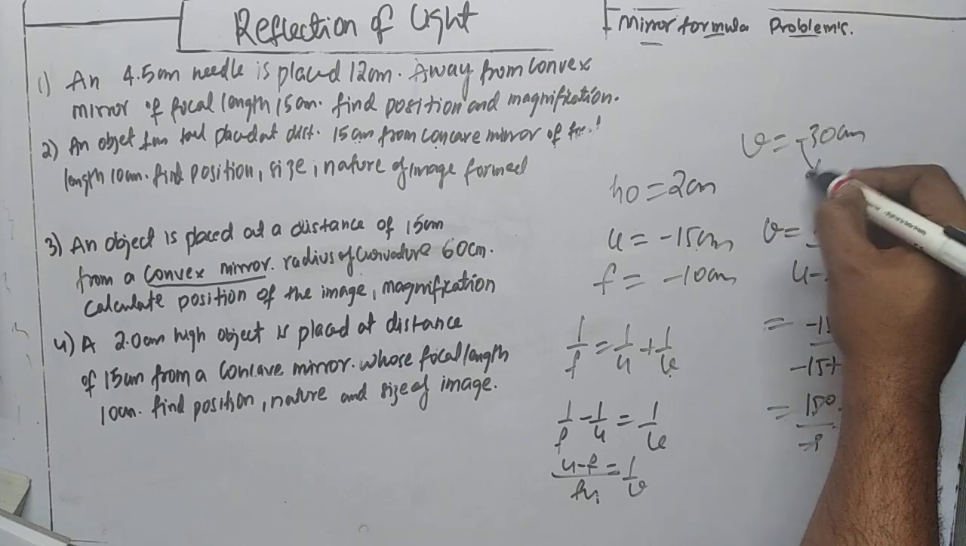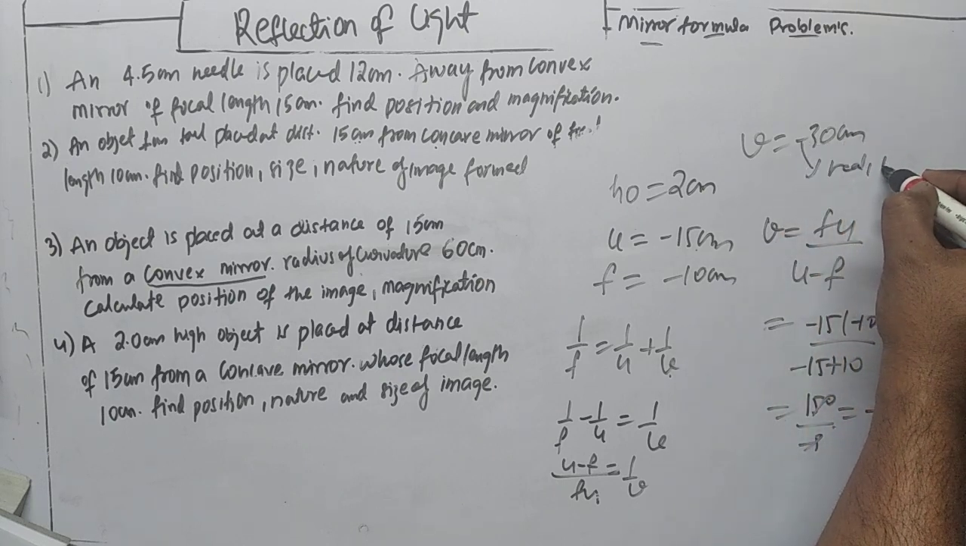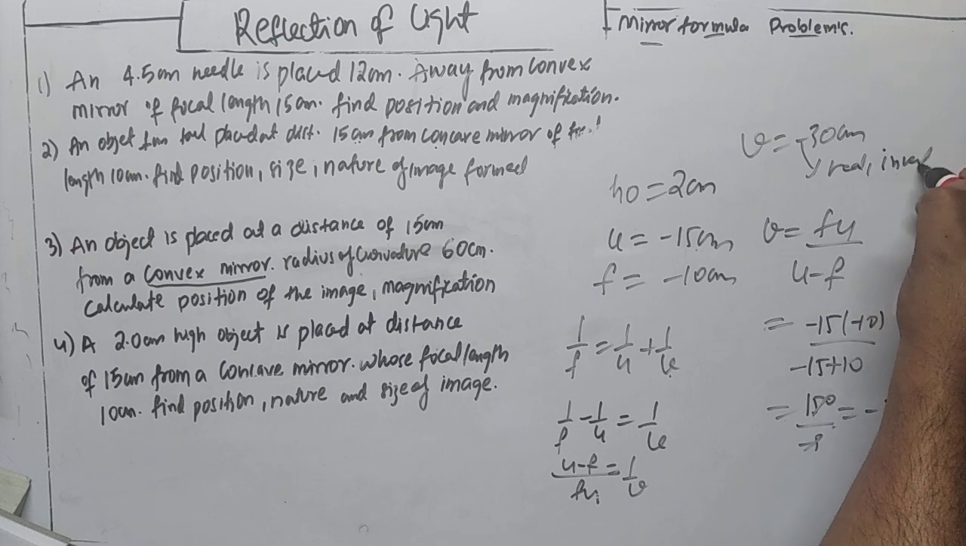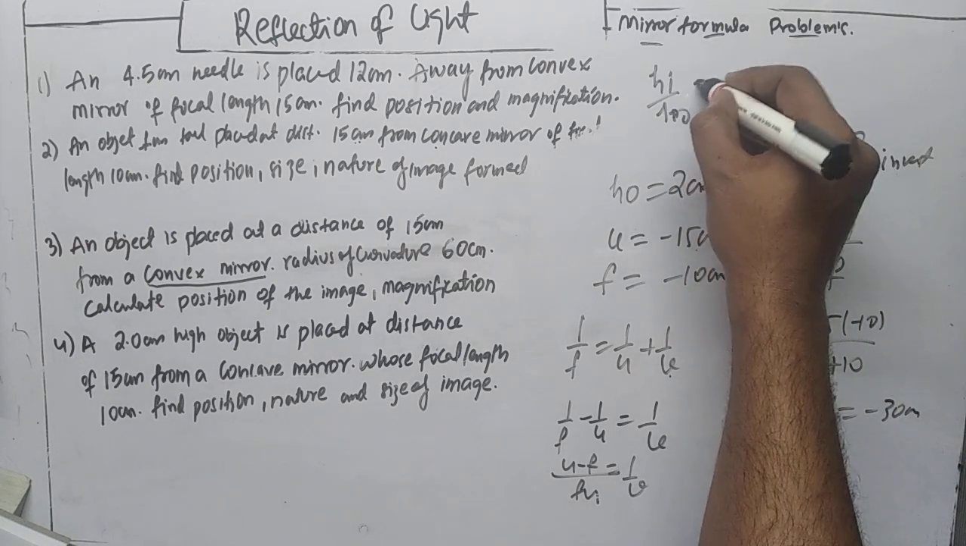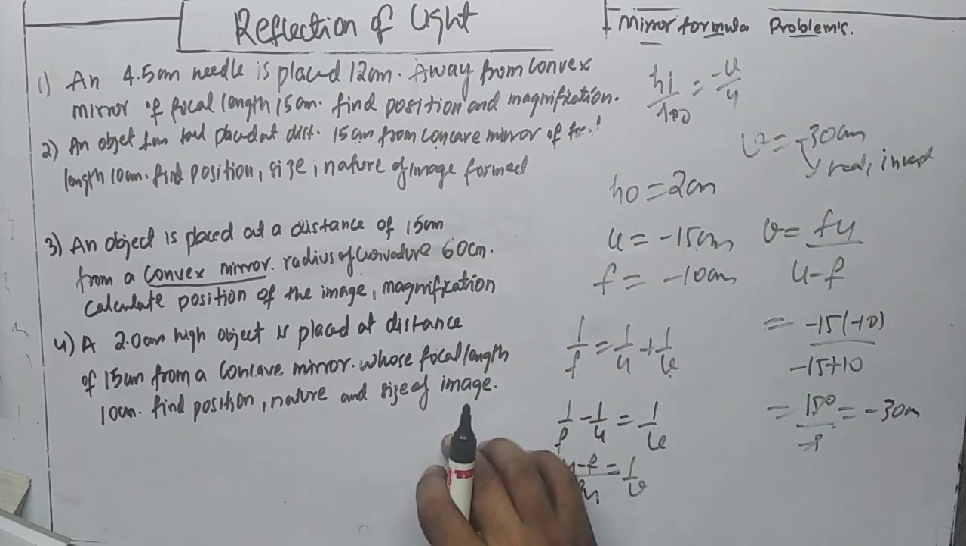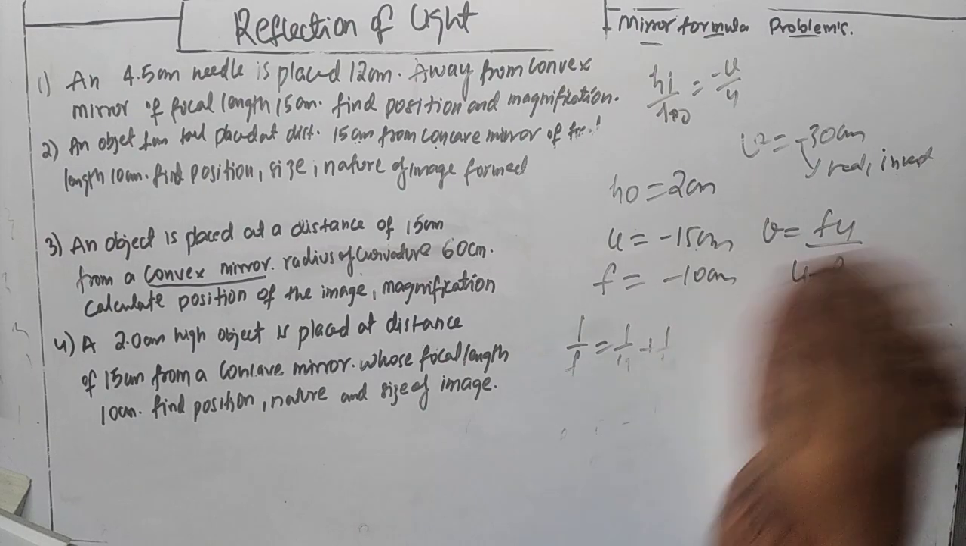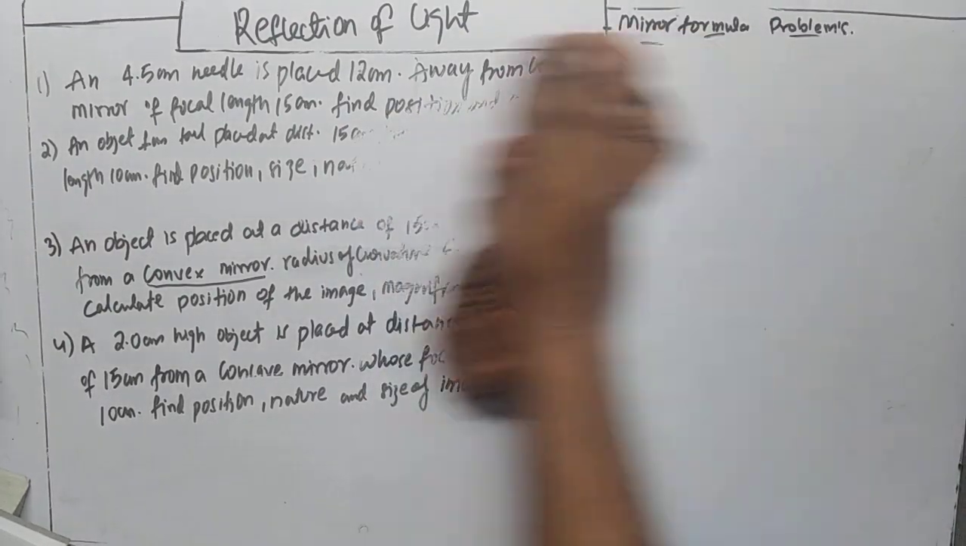The minus indicates it is real and inverted. Similarly, you substitute in the magnification formula, h i by h naught is equal to minus v by u. We'll get this value as 4. Okay, do this. I am writing another question, which is very important.